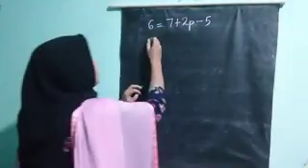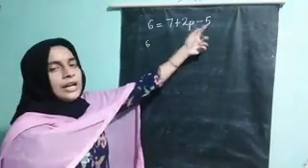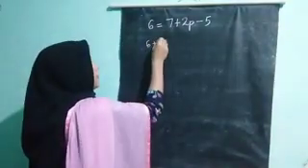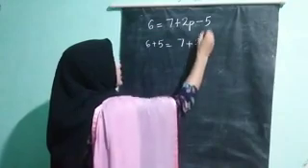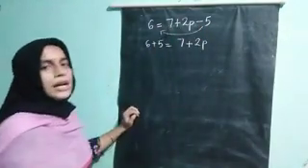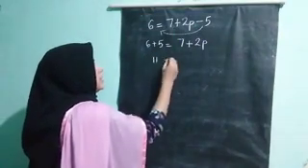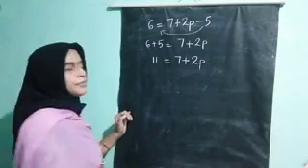Okay. So I am going to take minus 5 to this side. So it will become plus 5. 7 already there, plus 2p. Taken this minus 5 to other side. Okay. Now 6 plus 5, 11 equal to 7 plus 2p.